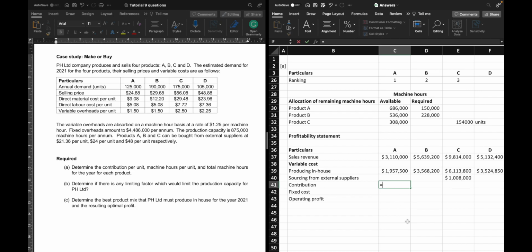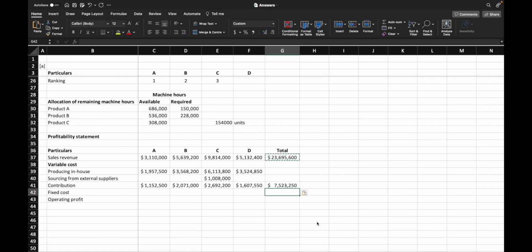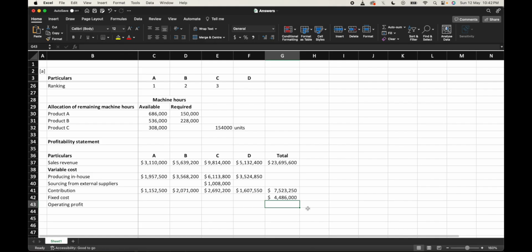So contribution is sales revenue minus variable cost. So the total revenue is 23.695 million. Total contribution is 7.5 million. The fixed cost is 4.486 million. And the operating profit will be 3.03 million.